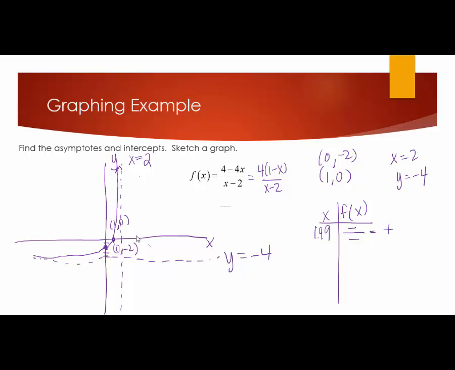How about what's happening at 3? Let's plug in 3. If I plug in 3, 4 minus 4 times 3 over 3 minus 2 is -8. So let's just put the point 3, -8 in here. This is really going to be enough for me to say, yep, this is the behavior of my graph. I know that it can't head towards positive infinity up here, because if it goes through this point, it would have to create another x-intercept, and I know that's not happening. So this looks good for a graph of f of x.